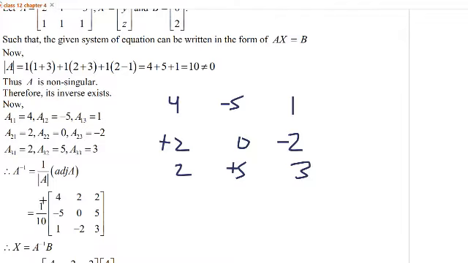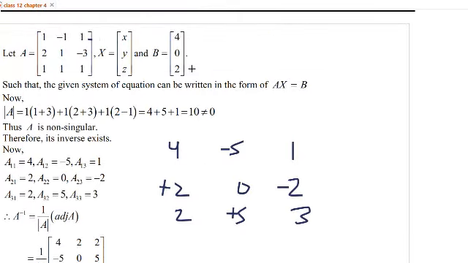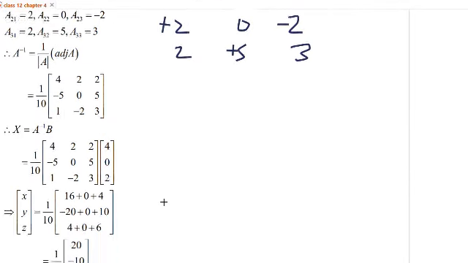Now first row, write it as first column, second row as second column, and third row as third column, and 1 upon determinant A into adjoint A. Determinant A is already 10, and this is your A inverse. And now X is equal to A inverse into B. B we already know, this is B, right? And now we'll multiply.